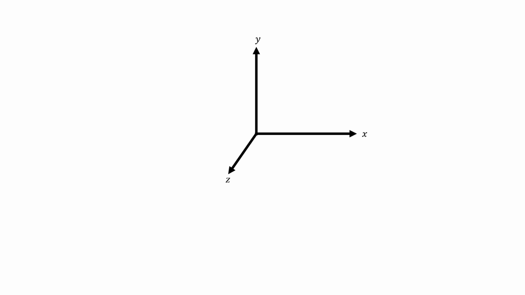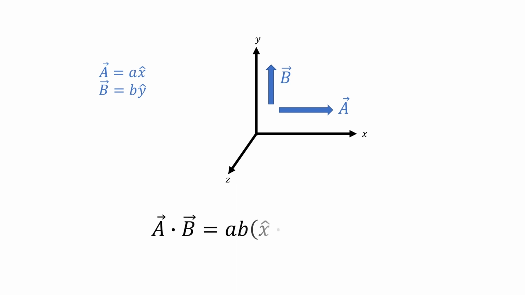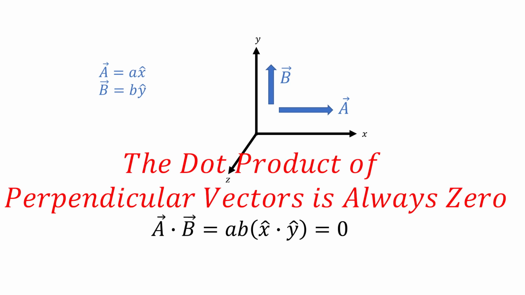Let's begin by taking a look at the motivation for defining cross product in Cartesian coordinates. Imagine some vector A that points along the x direction. Vector A equals A x hat, and another vector B that points only in the y direction. Vector B equals B y hat. Now, the dot product of vector A and B is 0. In general, the dot product of perpendicular vectors will always be 0.